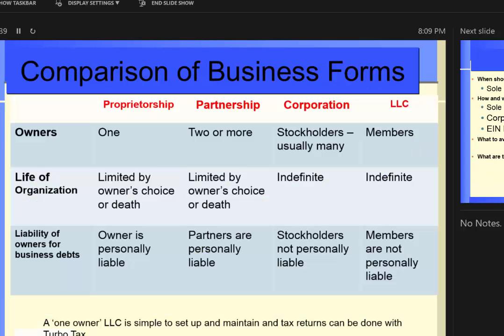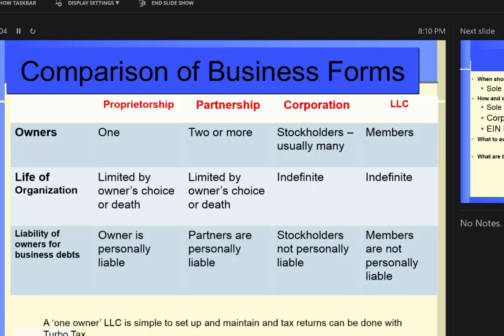Here's a comparison of the four forms here. We've got our sole proprietorship, partnership, corporation, LLC. An LLC, as I mentioned before, these types of business entities came into being in the 70s. And as you see, when we do a little bit more study into the characteristics of an LLC, you'll see why they are popular.